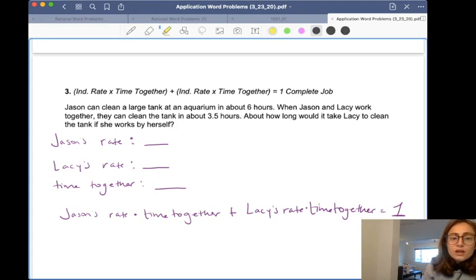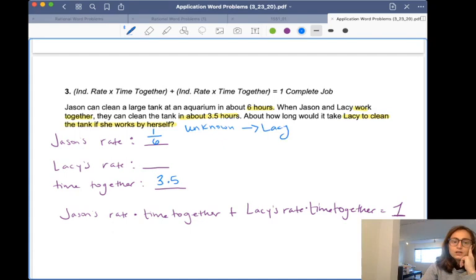Okay, so Jason can clean a tank at an aquarium in about 6 hours. So his rate is 1 tank in 6 hours. When Jason and Lacey work together, they can clean the tank in about 3.5 hours. So this time we know Jason and we know the time together. About how long would it take Lacey to clean the tank if she works by herself? So that is our unknown. We want to know Lacey can clean 1 tank in how many hours?